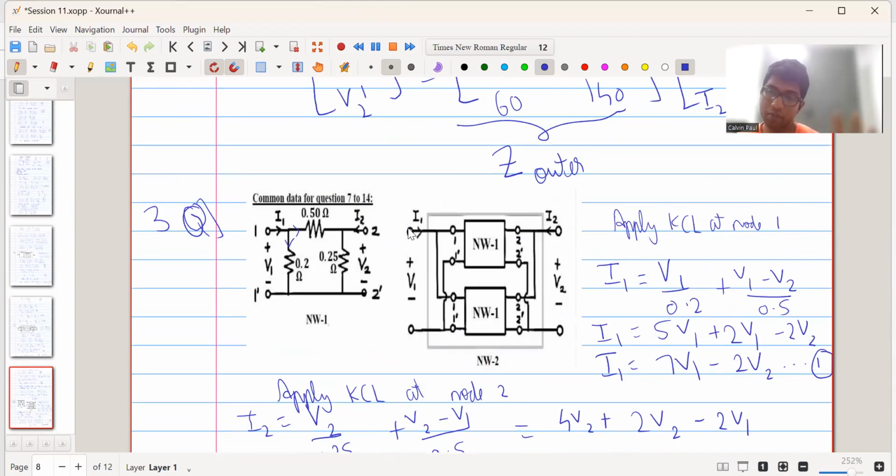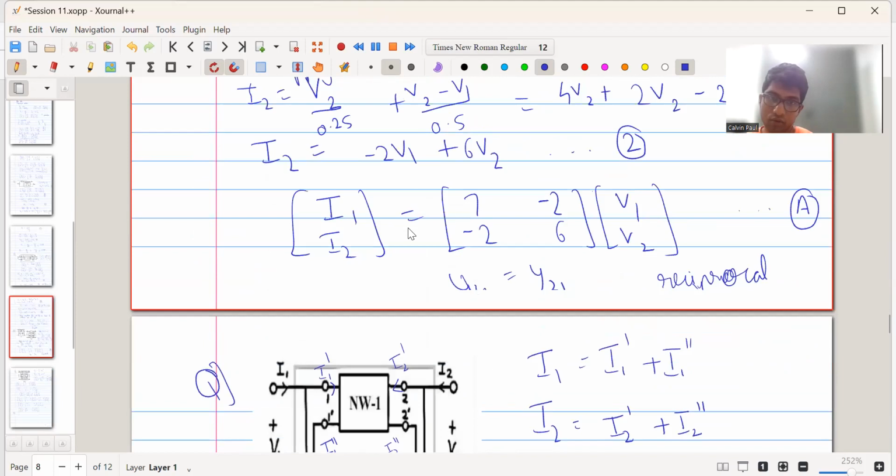Similarly, we consider the case when there's a network one. We first found the Y parameters of the network. Then that same network one is connected in parallel, with the input parallelly connected as well as the output parallelly connected. So there are two identical network ones connected in parallel, both on the input side and the output side. And then we found that the overall Y parameters are just the sum of the individual Y parameters.